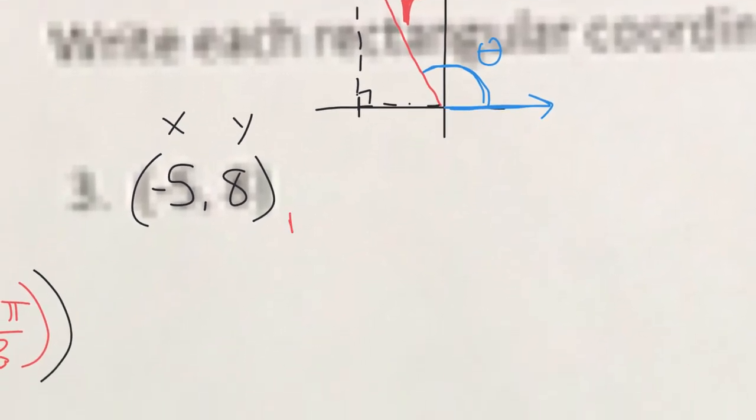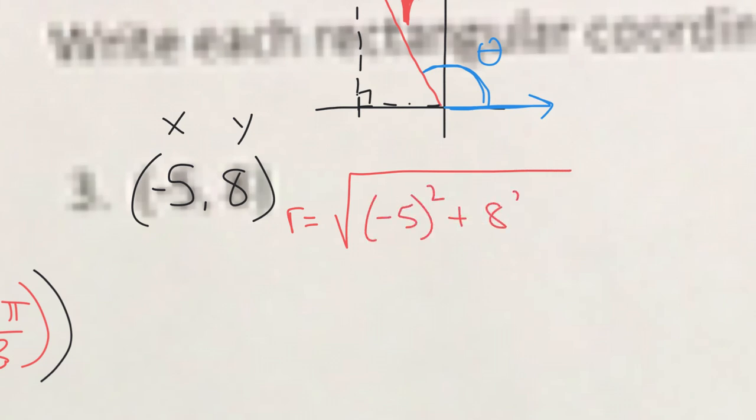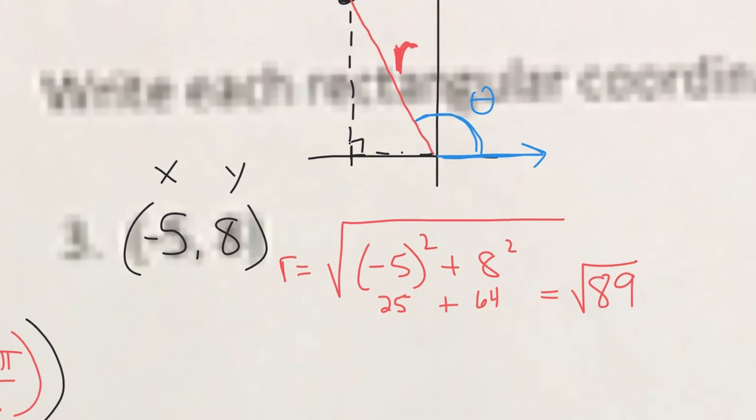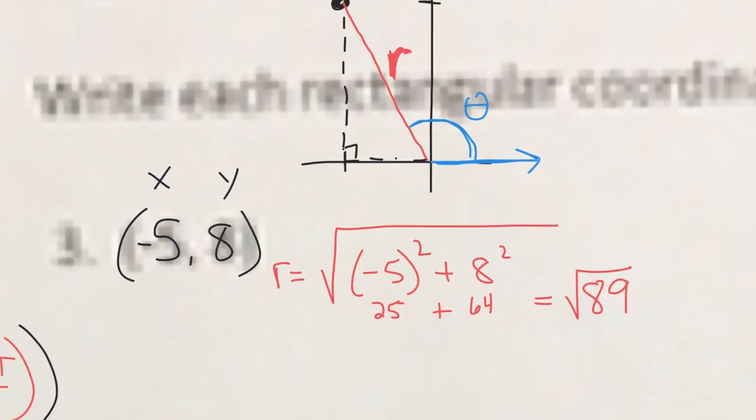So we find the radius by doing the Pythagorean theorem, which says negative 5 squared plus 8 squared. Okay, so positive 25, because squaring things makes them positive, plus 64 is the square root of 89. And that is a perfectly fine answer. Okay, now what we're going to calculate is not our angle. It's actually going to be this reference angle.